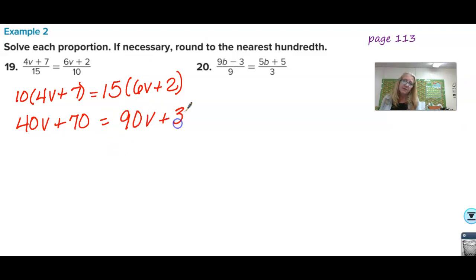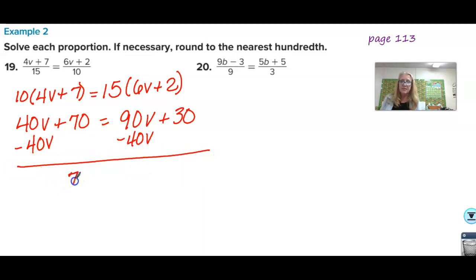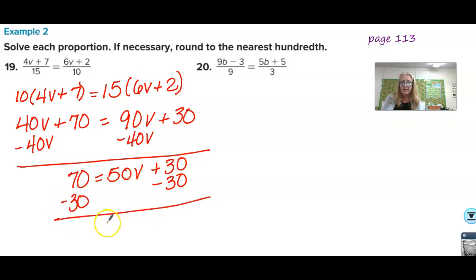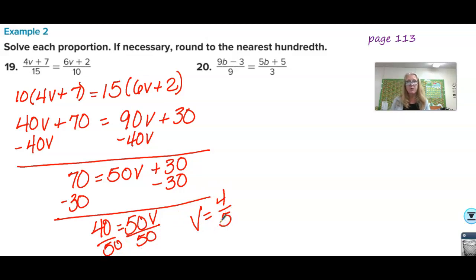90v plus 30. Get rid of the smaller variable. Subtract 40v from both sides. And that gives me 70 equals 50v plus 30. Subtract 30 from both sides. And that gives me 40 equals 50v. Divide both sides by 50. And I get that v is 4/5, or 0.8 if you want to do a decimal. And since it says round to the nearest hundredth, they probably want the decimal.